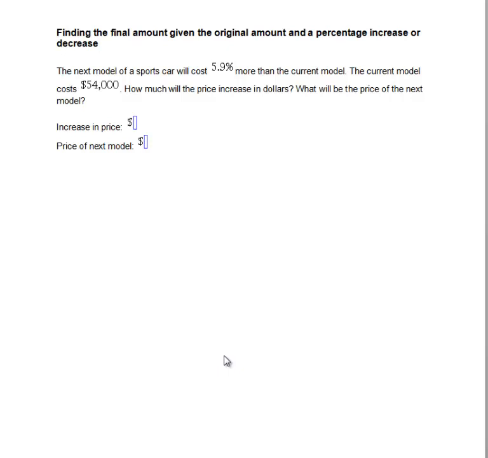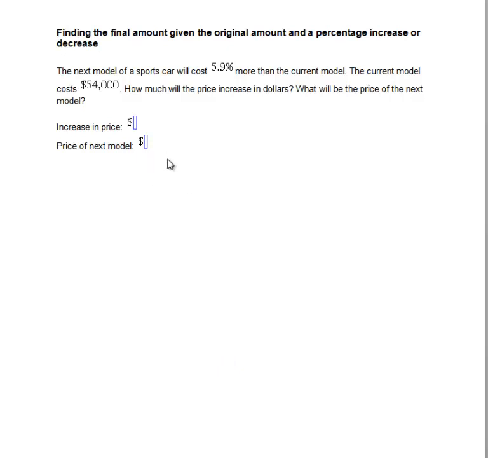It says the next model of a sports car will cost 5.9% more than the current model. If the current model costs $54,000, how much will the price increase in dollars? And then the second part of it is what will the price be? What will be the price of the new model, the next model? Okay, so the first thing we want to do is find out how much it's going to increase.